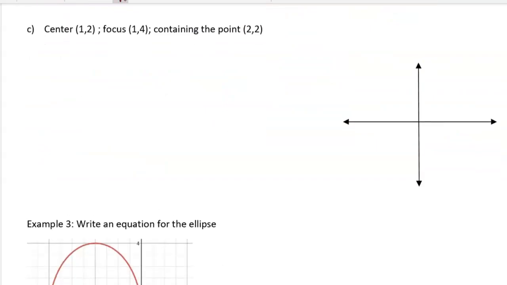Okay, at least I can plot those. 1, 2, 3, 4. 1, 2, 3, 4. One up 2. All right, I got my center. Focus is 1 up 4. Okay, so that's your center. Here's the focus 1. Oh, whoa. That will give us what right away?